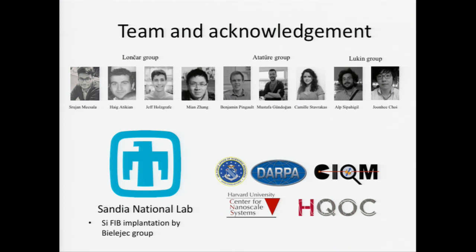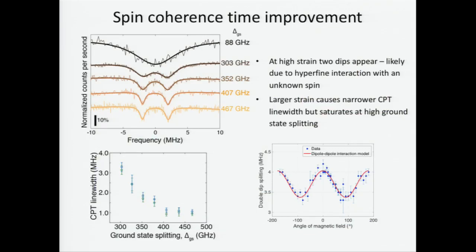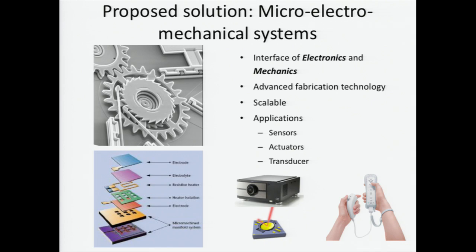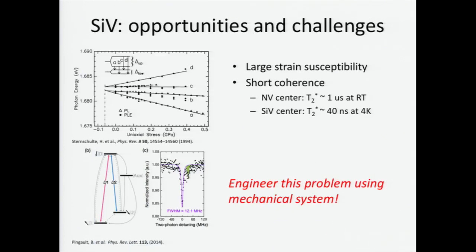The silicon vacancies are in silicon crystals? No, they are in diamond. In diamond? Yeah. So when you say high strain, what are you talking about? Like how high a strain, like percentage? Yeah, that's a good question. So strain is actually a unitless quantity.